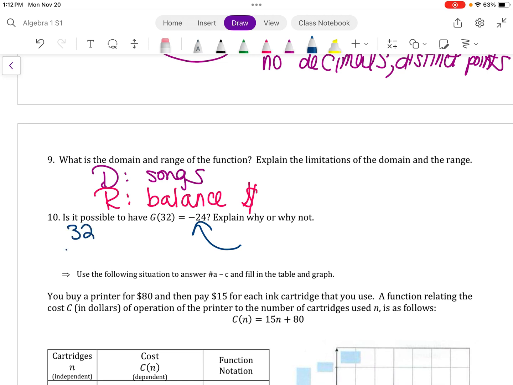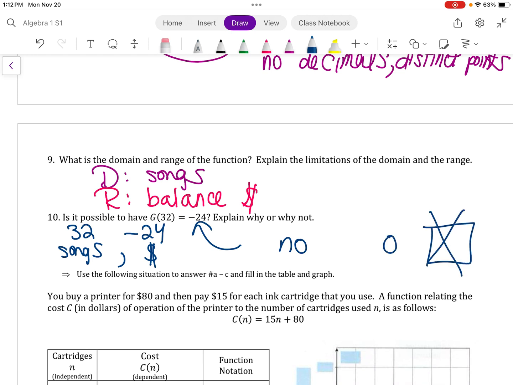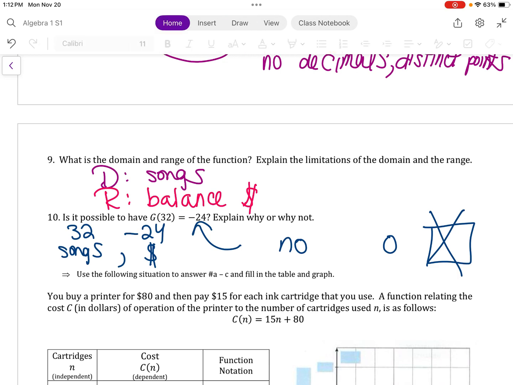This is saying that you bought 32 songs and the balance on your card is -4. No, you cannot have a negative balance. Once you get to 0 on a balance, you are cut off. There's no more gift card, y'all.